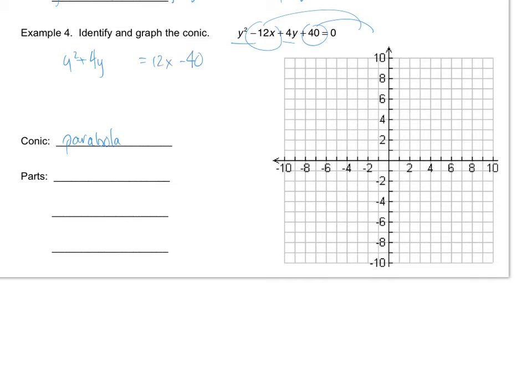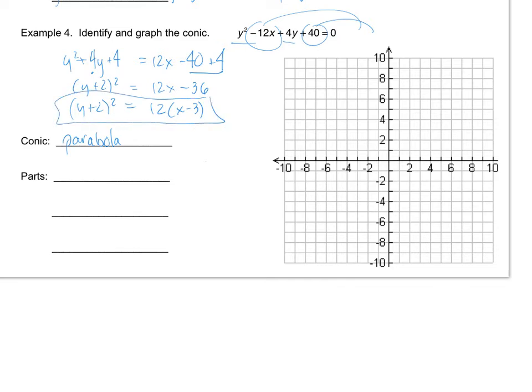Now again, we have to complete the square on the left. What are we adding? Well, half of 4 is 2, squared is 4. So we're adding 4 to both sides. Factor the left-hand side, combine our constants, but we notice the right-hand side isn't exactly in factored form. So I'm going to go ahead and factor the right-hand side, factoring out a 12, leaving me x minus 3. Now it is in standard form.